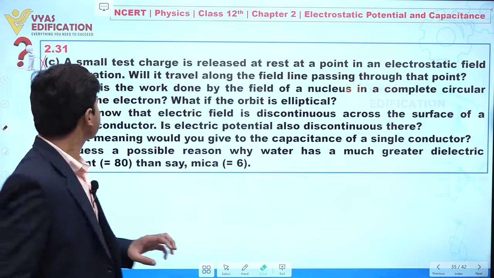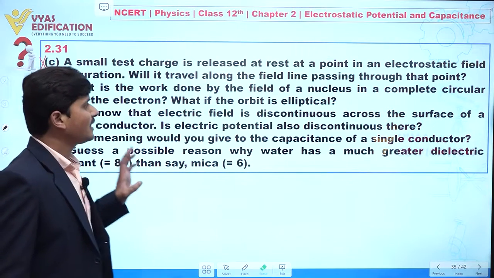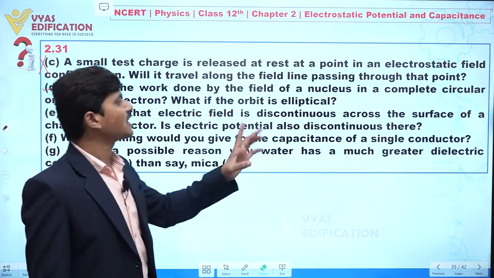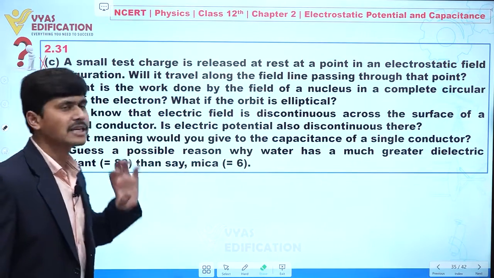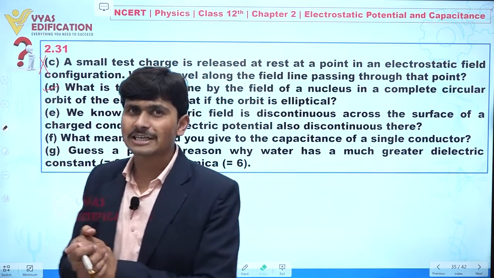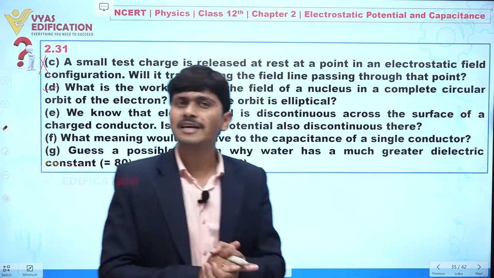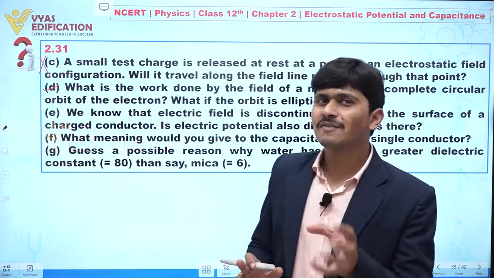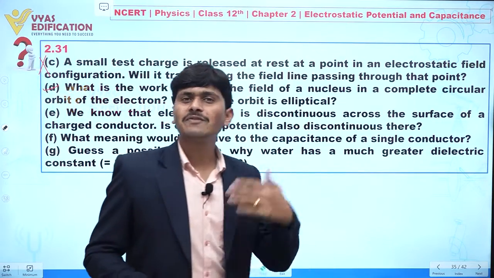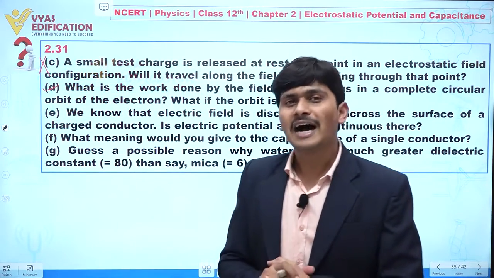Now we are going to discuss part number E. In this part it is given that the electric field is discontinuous across the surface of a charged conductor. Actually, if we talk about a hollow spherical conductor, inside it the electric field is 0. Yes or no? But what about outside? Outside this is equal to kq upon r square.